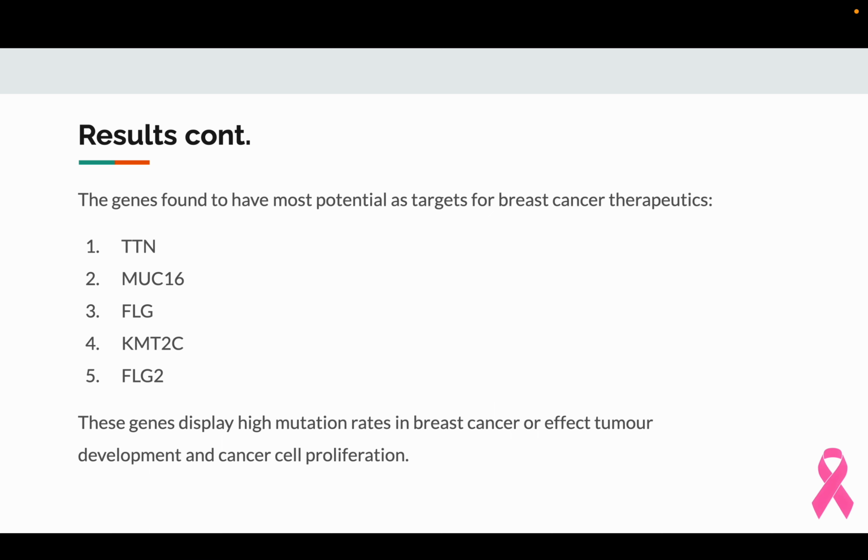Further literature research was then conducted, and we determined that each of these genes displayed either a high mutation rate in breast cancer or played a significant role in tumor development and cancer cell proliferation, thus confirming the relevance and potential of these genes for future research.